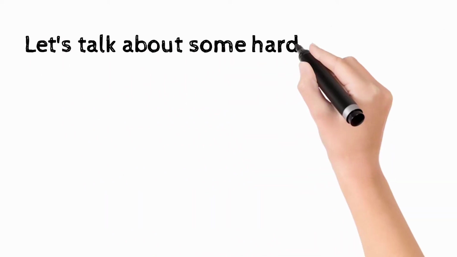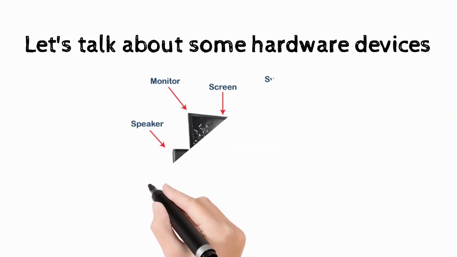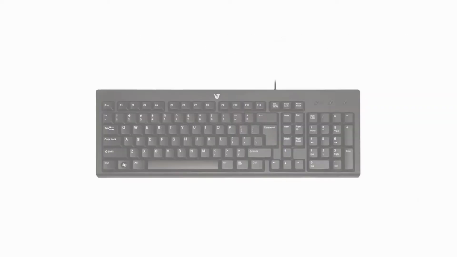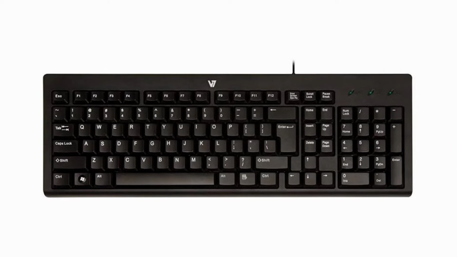Let's talk about some hardware devices. For example, keyboard, mouse, scanner, microphone, printer, etc. So, first, we discuss the keyboard. Keyboard is an alphanumeric input device.